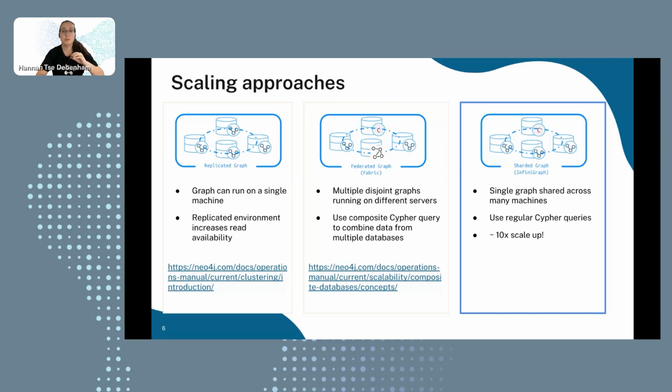This is the architecture that powers the Infinigraph feature that was announced last September as an early access program, and as of February is now generally available for anyone to use. In this architecture, we split the data for a single graph across multiple machines. Unlike graph federation, it means that you can use the same Cypher queries as for a standard Neo4j database, but it allows graphs 10 times as large to be run using the same types of server.